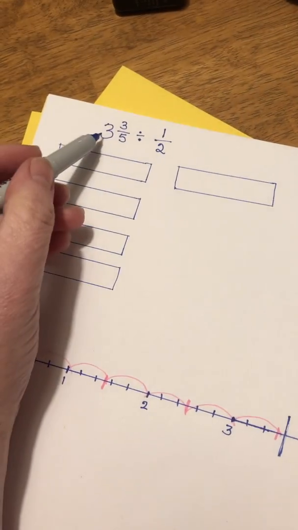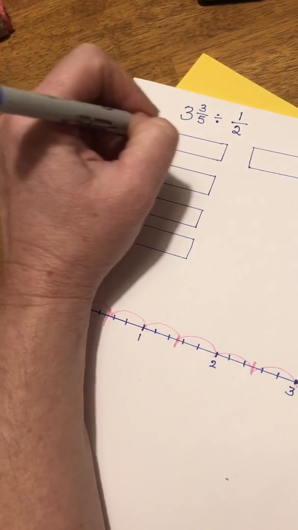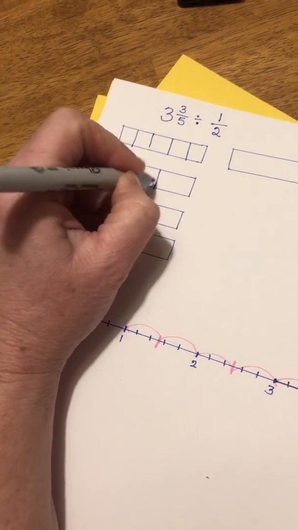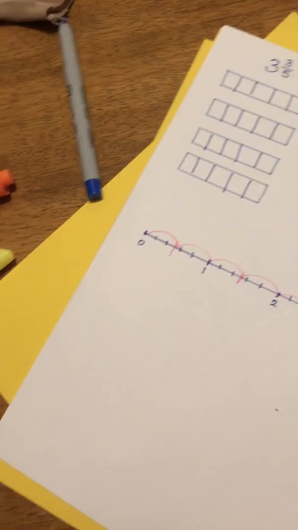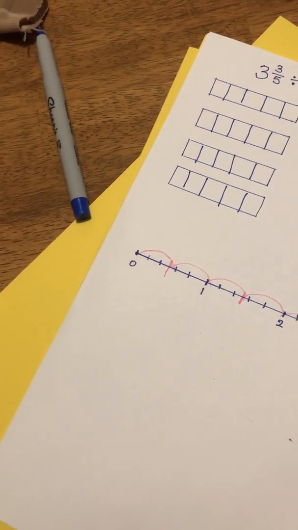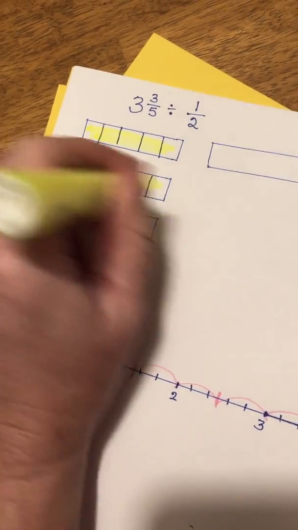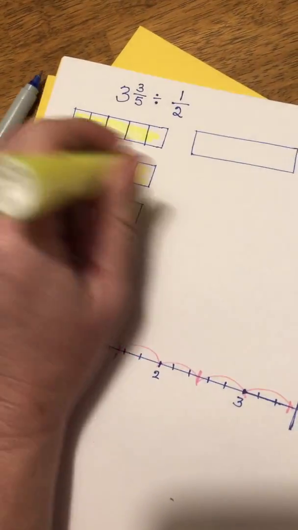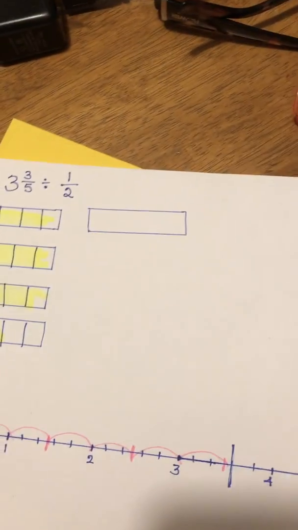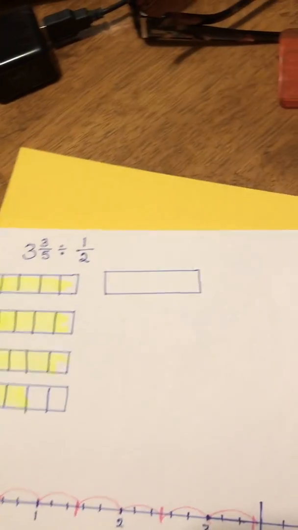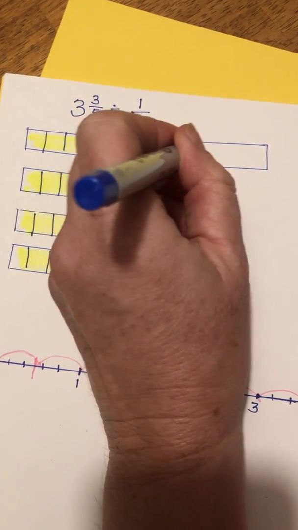So to model this, 3 3/5 is 3 wholes and then 3/5 of another. I'm breaking them all into fifths since that's our fraction. And no, they're not perfect. So that's 3 3/5. One, 2, 3, and 3/5. And we want to divide it by a 1/2. To be consistent with the multiplication piece, this is how I do it, but I'll show you another way too.